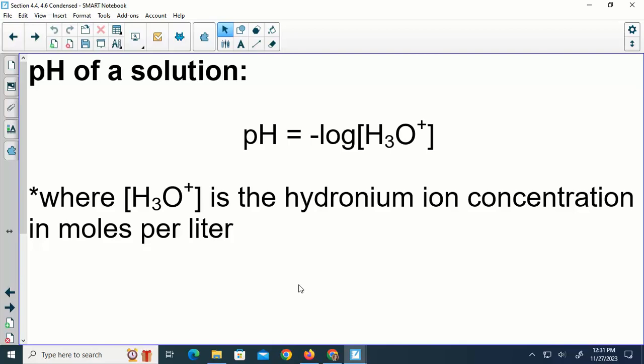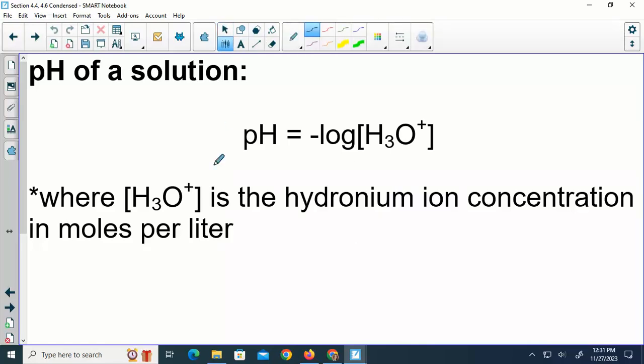So you guys know what pH is. You talked about that in your science classes. If it's less than 7, it's an acid. Greater than 7 is a base. So pH is actually calculated with a log. It's the negative log of H3O+, which is the hydronium ion concentration.